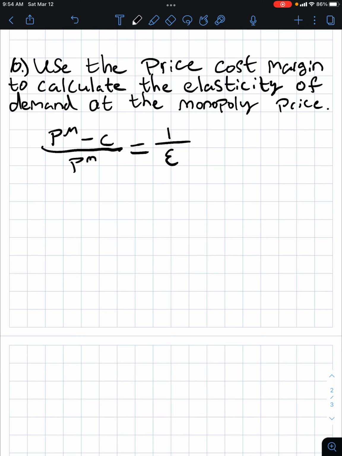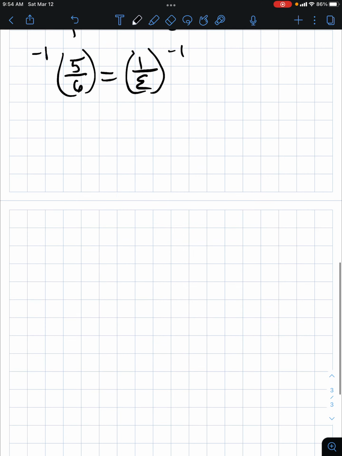Now, we know the left-hand side as our price cost margin, or 5 over 6, is equal to 1 over elasticity. And how do we solve for elasticity? Well, we need to take the inverse of both sides to solve for elasticity. Therefore, our elasticity of demand at the monopoly price is going to be equal to 6 over 5. And that is the solution for part B.